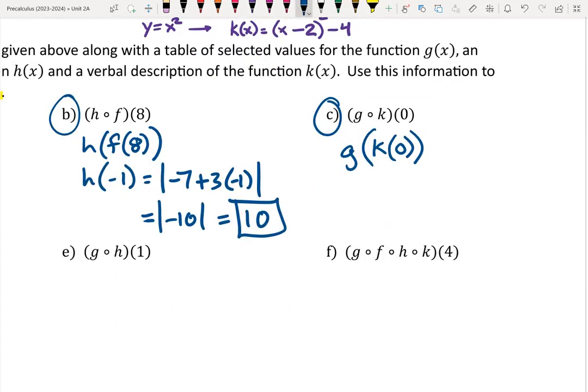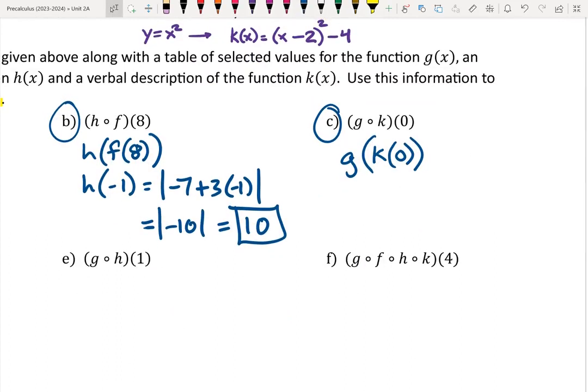Let's see. On C, what function do we start with? K. So what is K of 0? How did you get 0? Plugged in 0 to K, right? So that'd be 0 minus 2 squared minus 4. That'd be 4 minus 4, so definitely is equal to 0.